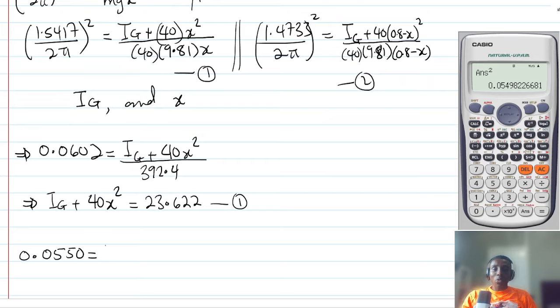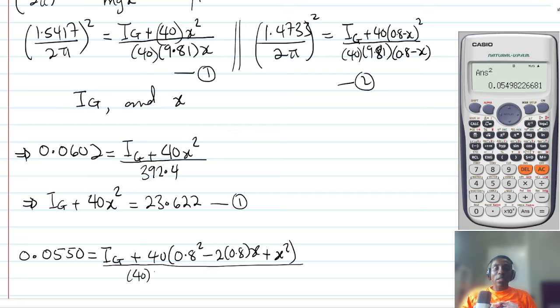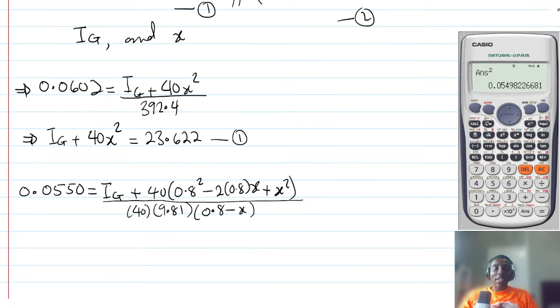So 0.055 times 0 should be equal to Ig plus 40 into the square of this minus twice the product, and then plus the square of this. Now you divide the whole of this by 40 into 9.8 into (0.8 minus x). So you see that this one is also simple.